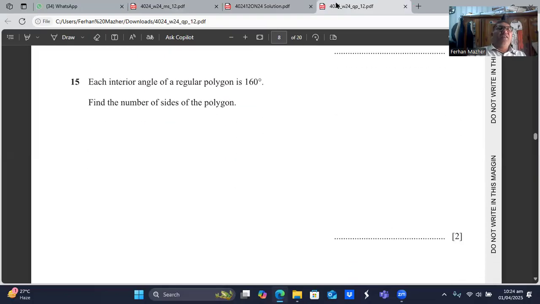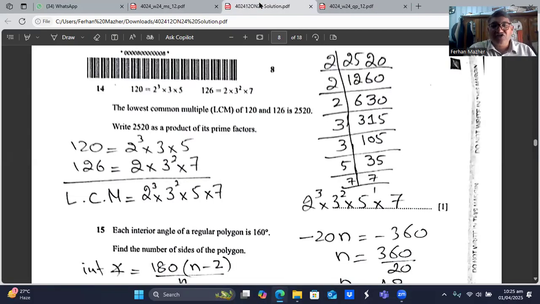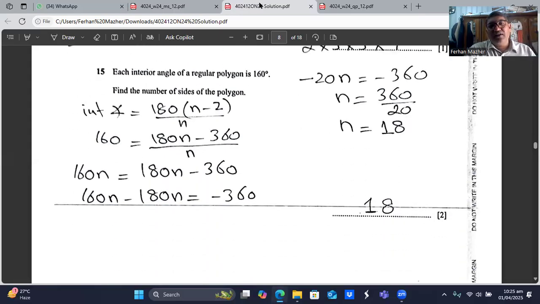Question number 15. He says each interior angle of a regular polygon is 160 degrees. Find the number of sides of the polygon. You know the interior angle of the polygon is equal to 180 bracket n minus 2 bracket close divided by n, where n means the number of sides. So n is what we need to find. So the interior angle is 160, equal to 180 n minus 360, the whole thing divided by n.